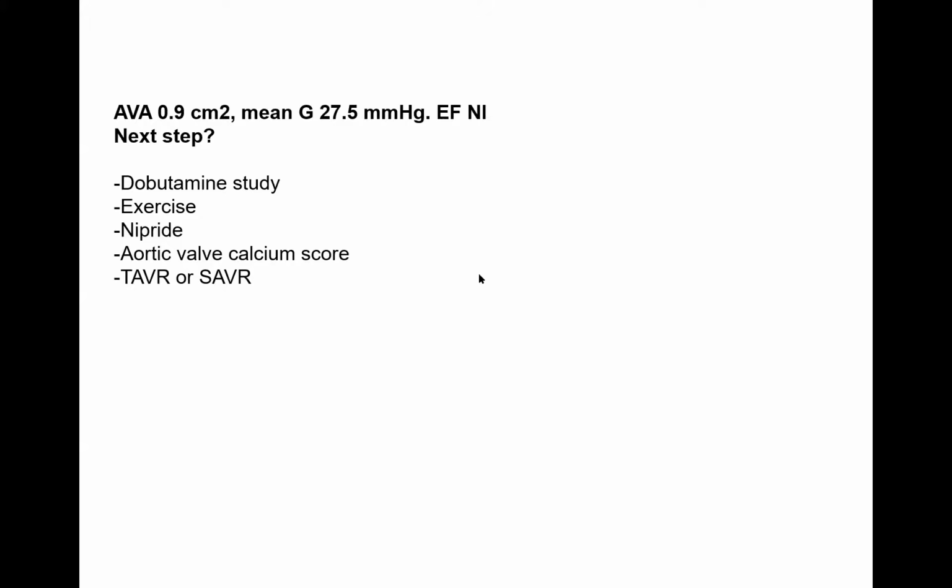So I will mention one more. So what's the next step? Okay, we did the catheter measurement. We have that low valve area. What's the next step? Dobutamine study, exercise, nipride, valve calcium score, or TAVR? Or a surgical AVR? Anybody will pick? What will you do next?